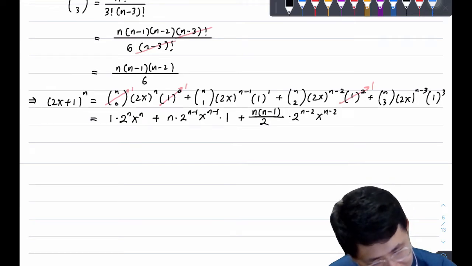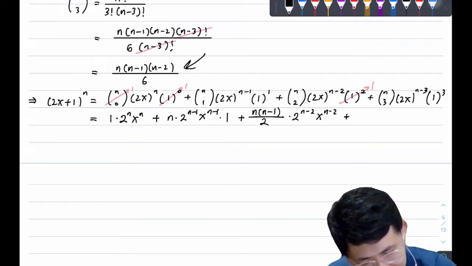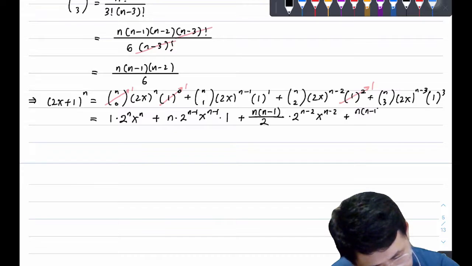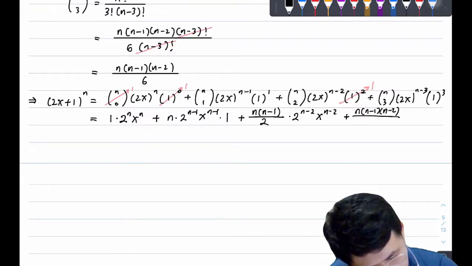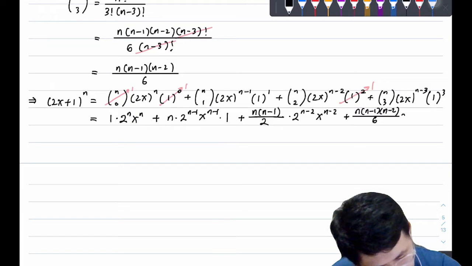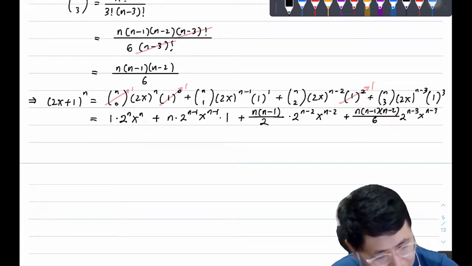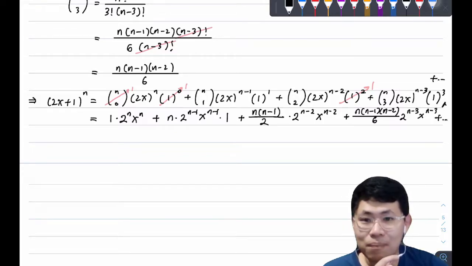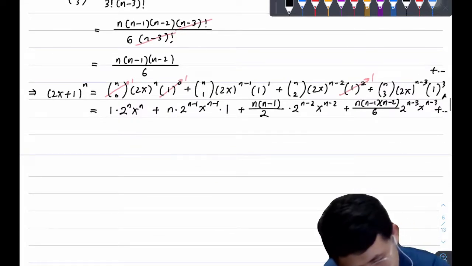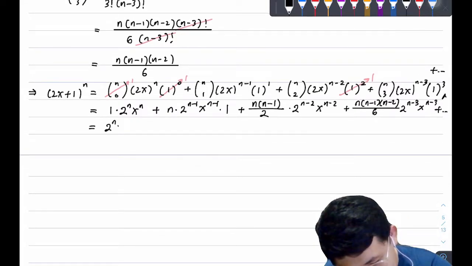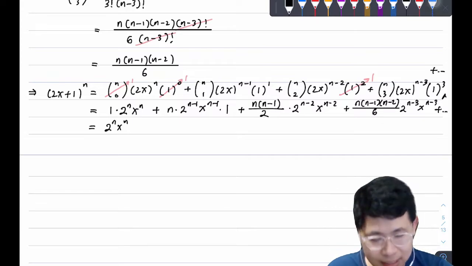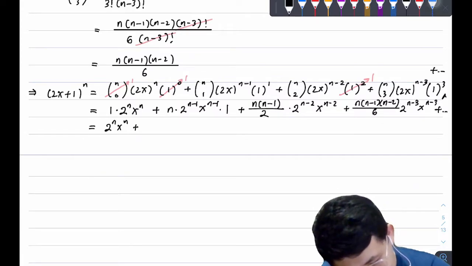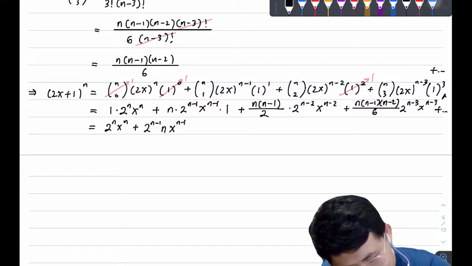Last term, plus n choose 3 is over here. So I have n times n minus 1 times n minus 2 over 6, and 2 to the power of n minus 3, and x to the power of n minus 3, and 1 to the power of 3 is just 1. And then I need to add the plus dot dot dot. So let's simplify. We have 2 to the power of n times x to the power of n. We can just leave it like this. Plus 2 to the power of n minus 1 times n times x to the power of n minus 1.